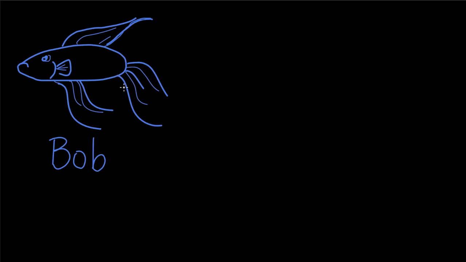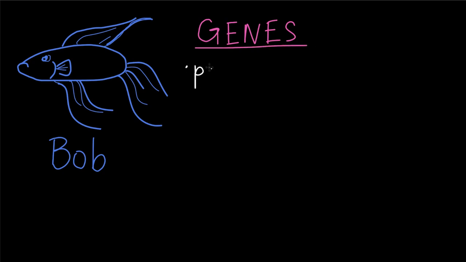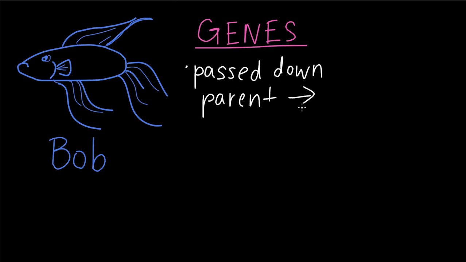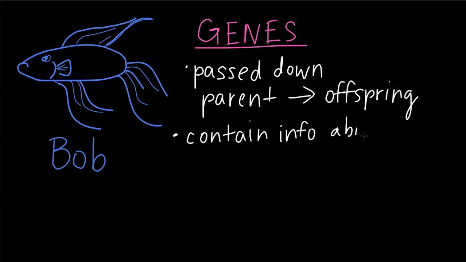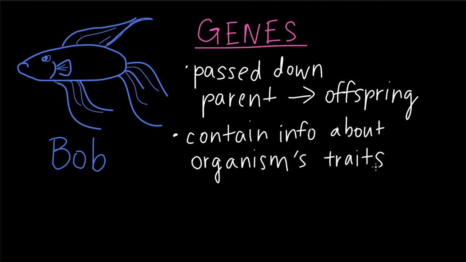And we'll start by defining genes. What are genes? Well, genes are basic hereditary units that are passed down from parent to offspring. So I'll write passed down, parent to offspring. And they also contain information about an organism's traits. So it would only make sense that since Bob is a blue-colored fish, he must have a parent or ancestor who is also blue-colored.